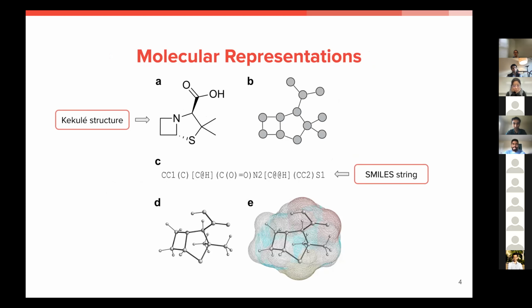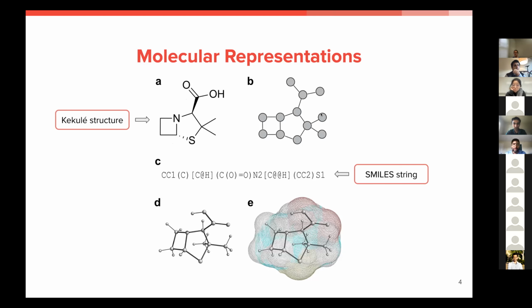In the domain of chemistry, we often have various ways to represent our data. Here are some example representations of molecular systems. Image A shows a 2D structure that's called the Kekulé structure. From this, we can see atoms, bonds, and different types of bonds, as well as many other information.